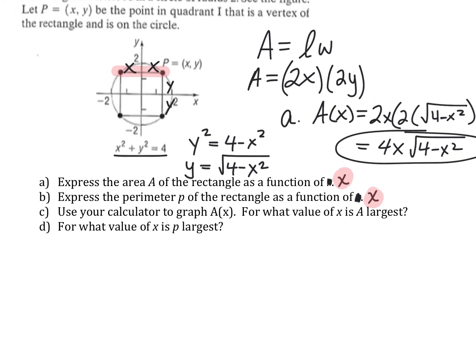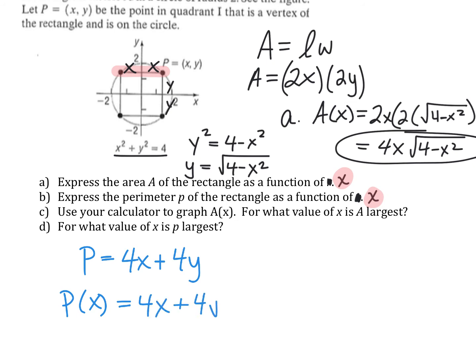On part B, they asked us to express the perimeter of the rectangle as a function of x. The perimeter here would be 4x plus 4y. And we can write that directly as a function of x now that we've solved in terms of y. We can write this as 4x plus 4 times the square root of 4 minus x squared. That is for part B.